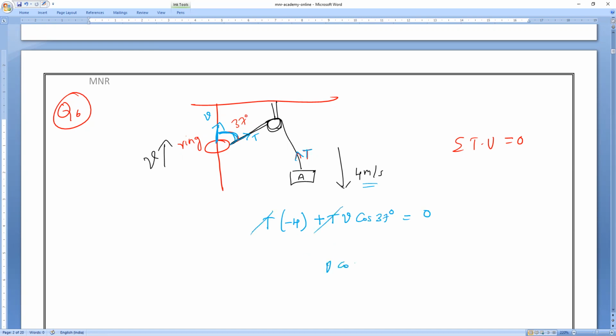So I can write V cos 37 is equal to 4. Am I right, guys? Cos 37 value is 4 by 5. So the 4s get cancelled. So V is equal to how much, guys? 5 meter per second. Clear?